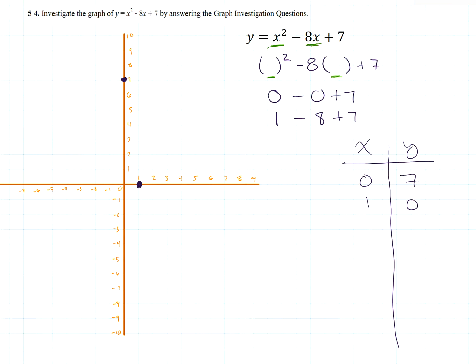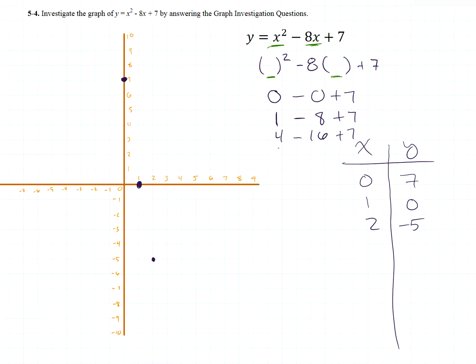If I plug 2 in here, 2 squared is going to become the number 4, minus 8 times 2 is 16. So I've got 4 minus 16. And I'm going to add to that the number 7. That 7 and 4 is 11. 7, 8, 9, 10, 11. And 11 and negative 16 should be negative 5. So I believe when x is 2, this function's hitting the value of negative 5. So 2 goes to negative 5.